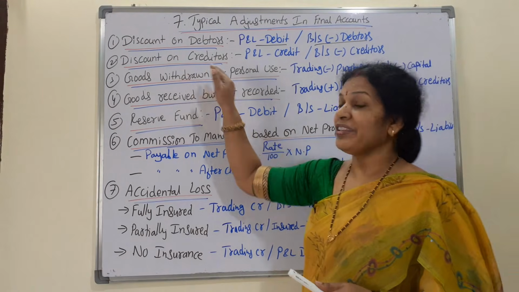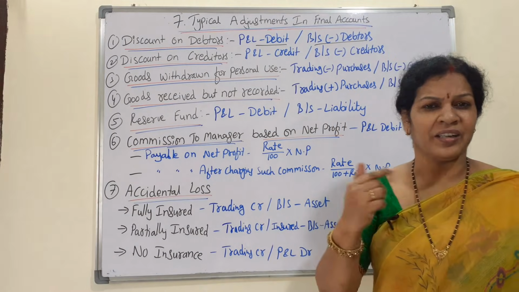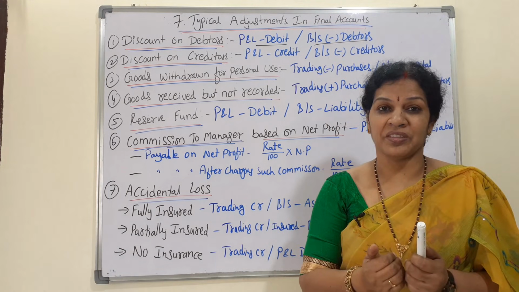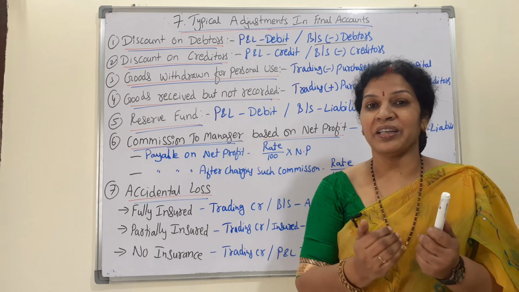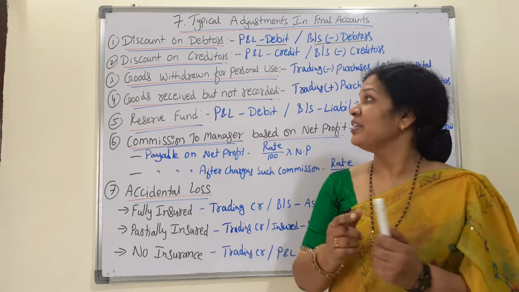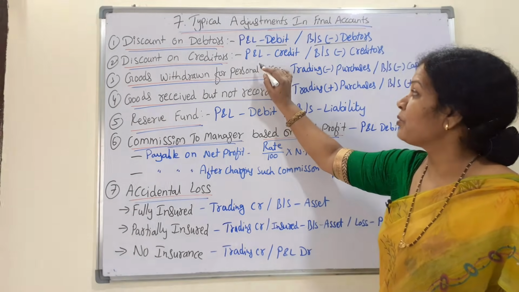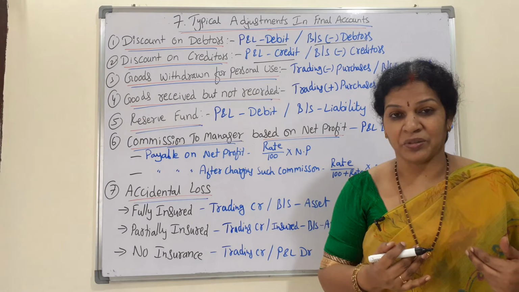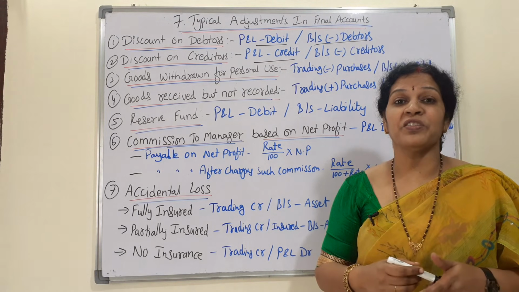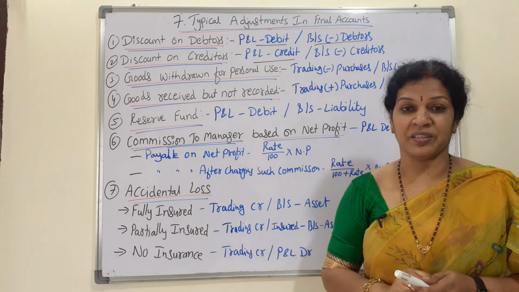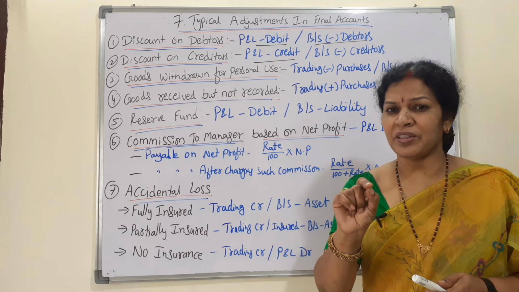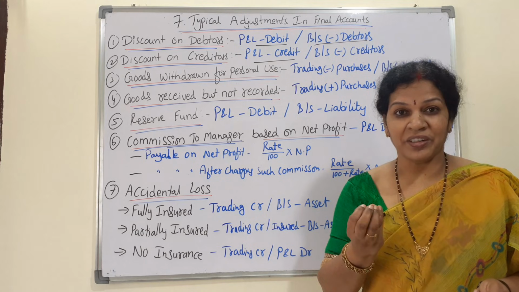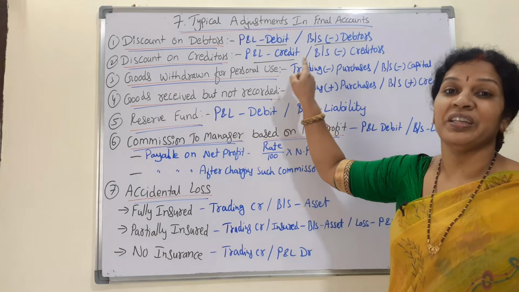Now next one, discount and creditors. Creditors means those from whom we have purchased the goods. Discount and creditors means creditors are giving us discount. In such cases, that's an income. So we'll write it in the P&L account credit side. Creditors are giving discount, that's an income. Suppose I have purchased goods on credit basis for 1 lakh rupees. Out of 1 lakh, creditors are giving me a discount of 5,000. Then 5,000 is profit, so I am writing it in the P&L account credit side.